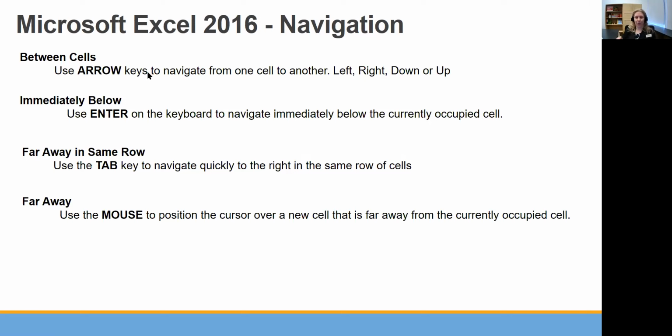If you want to go in the same row, so our columns go up and down like that, and our rows go left to right. So if you want to go further to the right, you'd hit the tab key and it'll tab you over in the cells. If you want to go far away, I just use the mouse, pick up the cursor, and move it to a new cell.